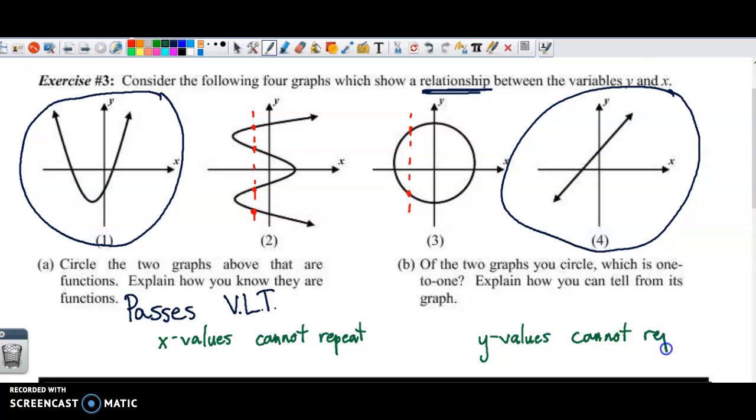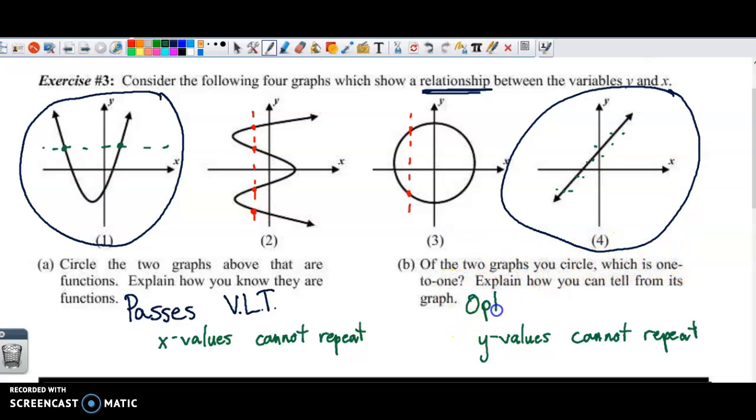And let's try a horizontal line test. So if we drew a horizontal line, just like a vertical line test, it's a terrible horizontal line, but I think you're getting my premise here. It hits more than twice. So option 1 fails the horizontal line test, whereas option 2 passes the horizontal line test. There's no horizontal line that hits it more than once. So of the two graphs, which one is one-to-one?